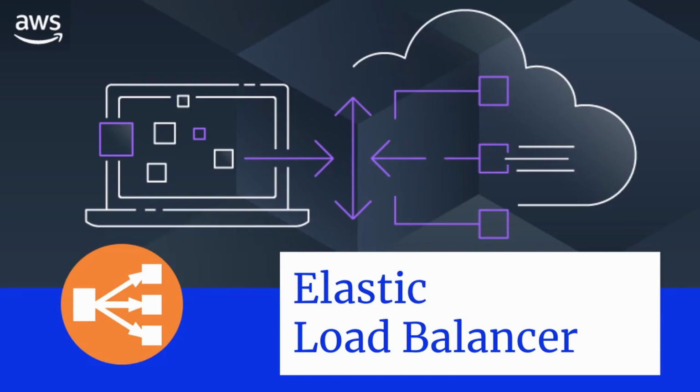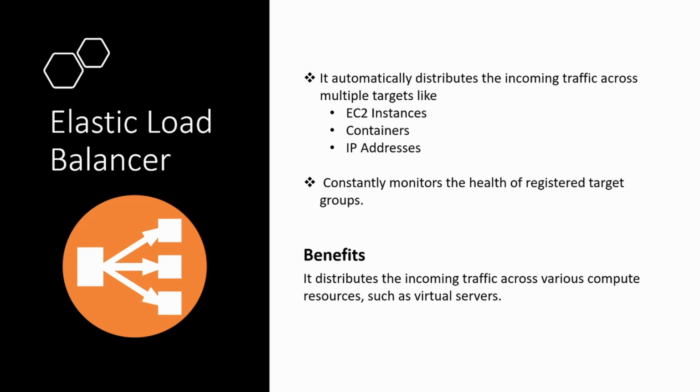In this video, we will be discussing AWS Elastic Load Balancer. Before diving into the demo of load balancing, let me brief you about what Elastic Load Balancer actually is. Elastic Load Balancer automatically distributes the incoming traffic across multiple targets like your EC2 instances, containers, and IP addresses in one or more availability zones.